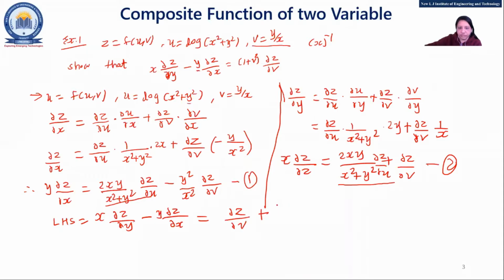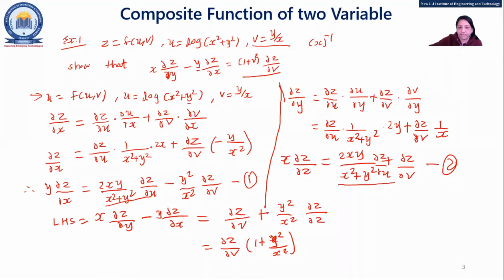plus y square by x square. Here it is y square by x square into del z by del v. So del z by del v common and 1 plus x square, sorry, y square by x square. Now what we want, see, RHS del z by del v we got. Now 1 plus v square. So what? V equal to y by x.